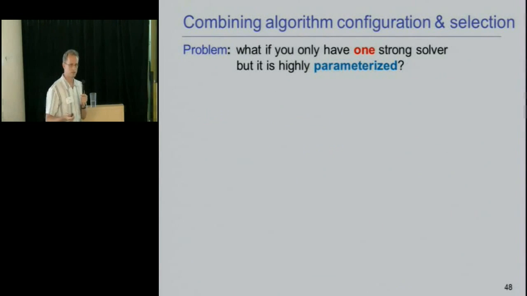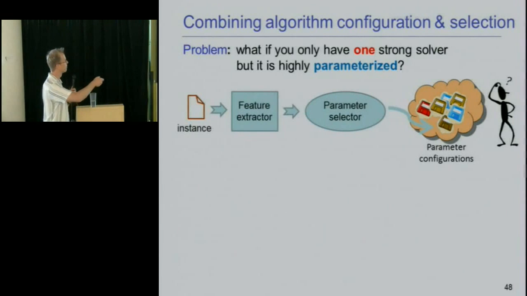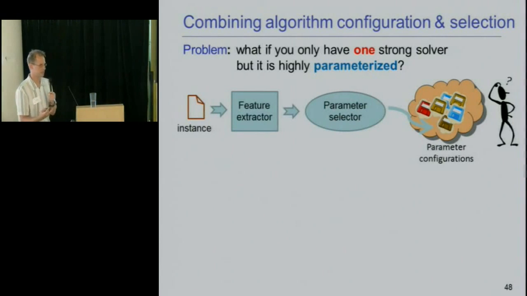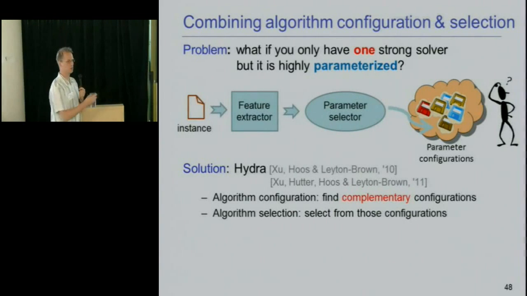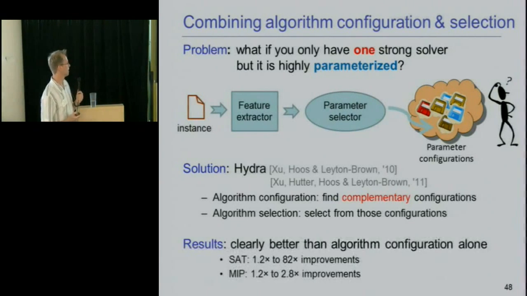Finally, you can combine this with algorithm configuration. If you only have one strong solver, you can run your feature extractor, then select the parameters to use for that instance. That is non-trivial because the space of parameter configurations is exponentially large. But what we do is to run algorithm configuration to find some complementary configurations and then selection using those configurations. And this always improves performance at least somewhat, and sometimes very much, depending on how heterogeneous your data set is.